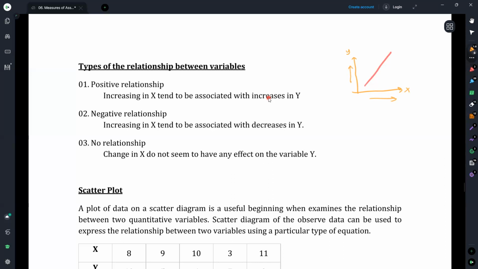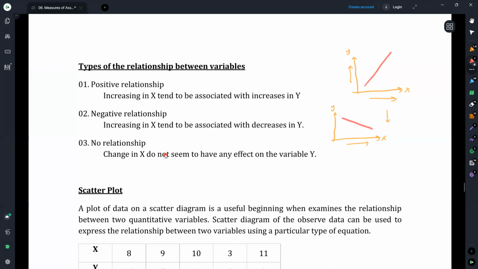And if you move to the next one, it is the negative relationship. Here, what we can see is that an increase in x tends to be associated with a decrease in y. Here we have x and y. As you go along the x-axis, you may find a decrease in y, and you will get a graph in this way. Suppose you start from this point and increase the value of x; you can see that in the increasing direction of x, the value of y has decreased. Therefore, there is a negative relationship between the x variable and the y variable.